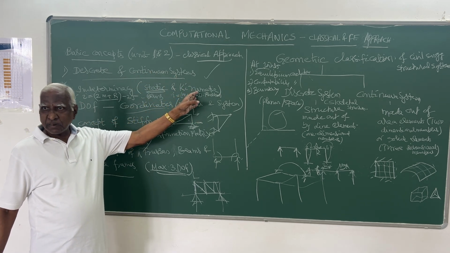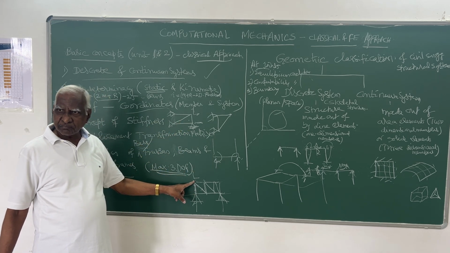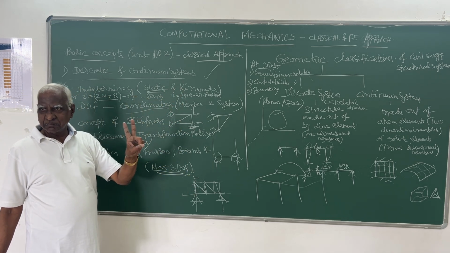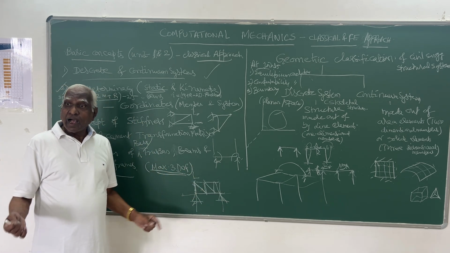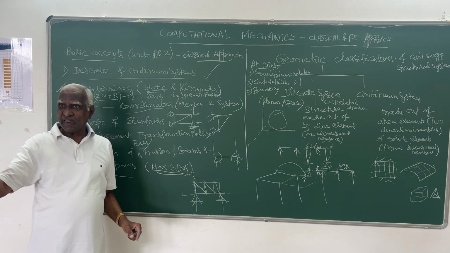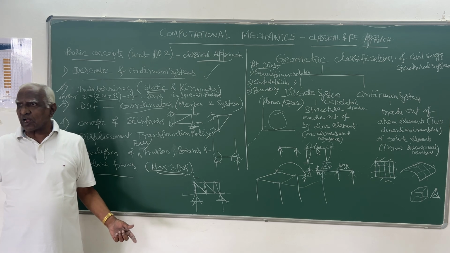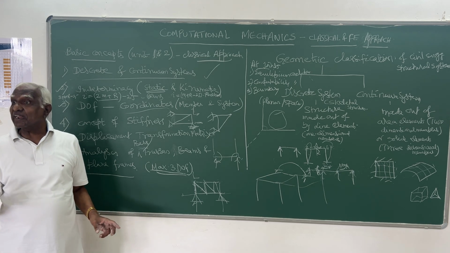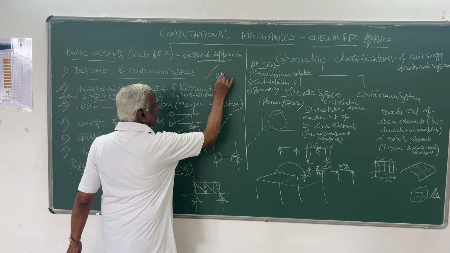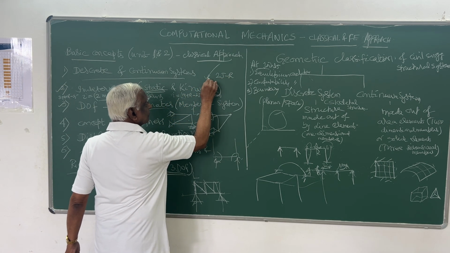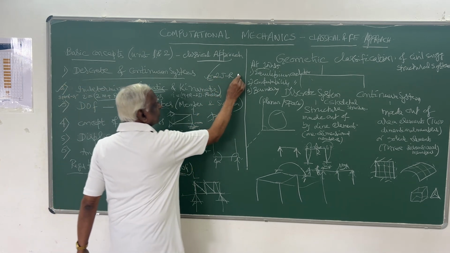And kinematic indeterminacy is of course unknown displacement. That's very simple. At each joint of the truss, we have two displacements. If j is the number of joints, it means 2j, and minus r. R is support reactions. At supports, you have some displacements not possible. Because of that only you have reaction force. Right? So it is then 2j minus r, kinematic indeterminacy. This is for truss.